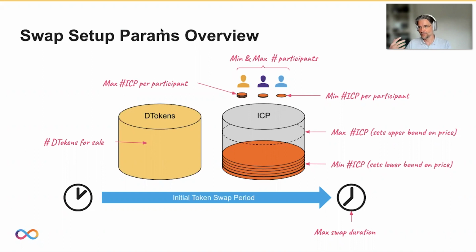The second thing that you might want to specify is the maximum number of ICP that you will accept in this swap. You also want to specify the minimum. You also want to specify the maximum number of ICP per participant, the minimum per participant, and min and max numbers of participants. Lastly, you'll be able to specify a max duration for this swap.